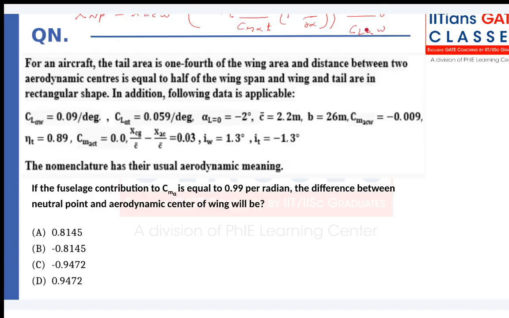Okay, so now you have the equation. All the terms we already found out. Just substitute all of them, and Cm alpha of the fuselage is given in the question. Make sure you remember it's given in per radians, so make corresponding units.